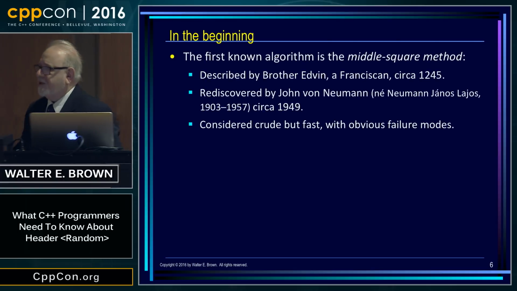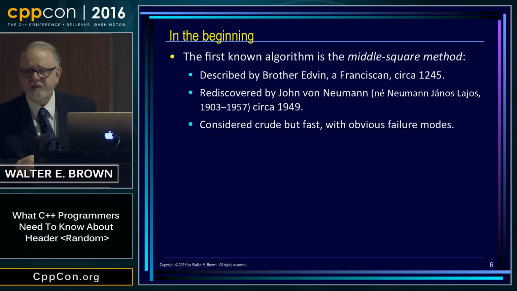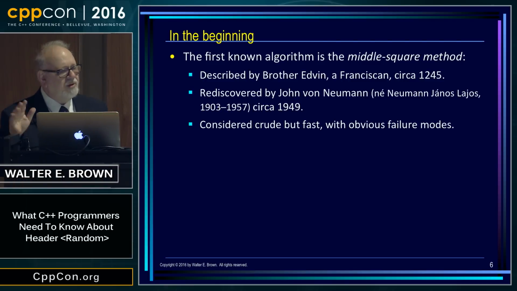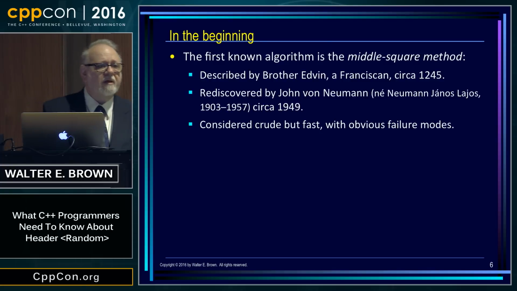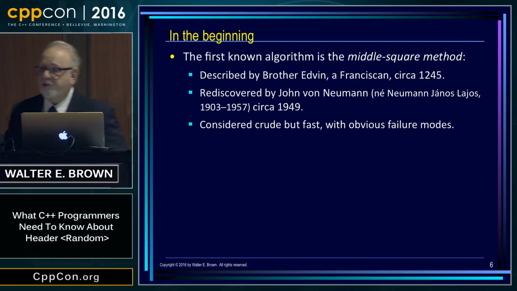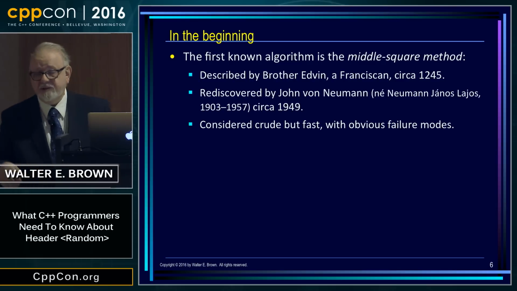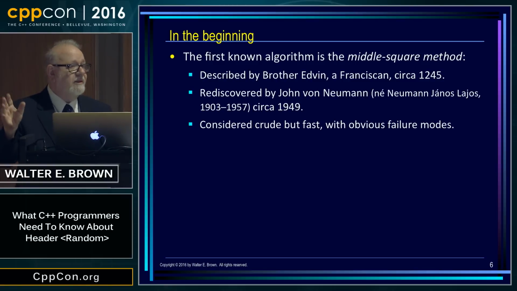It is interesting that the first known algorithm for generating pseudo-random numbers dates back to around 1245. A Franciscan brother, Edwin, wrote about it. It was then, I believe, independently rediscovered by John von Neumann around the middle of the last century. It is considered a crude but very fast algorithm. The idea is you start with a big number, you square it, you chop off a quarter of the digits at the end and a quarter of the digits at the beginning, and what you're left with is the middle of the square, and that's your next number.